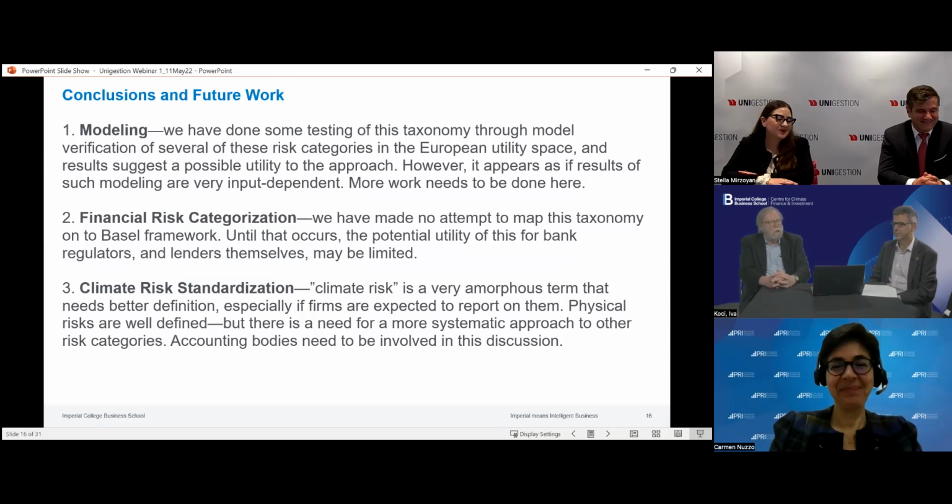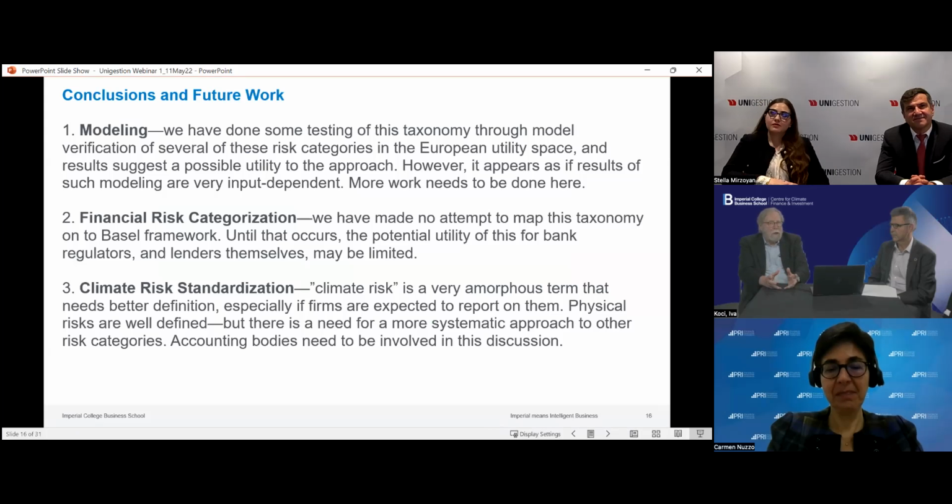Okay, just a couple of conclusions. We did do a little bit of scenario analysis with some of this stuff in terms of rating predictions in the European utility space. And it was suggestive that this might be a useful framework for pursuing that sort of analysis. But as we also noted in the stuff that we published on that, it's very preliminary and it needs a lot more work. The second is the categorization.